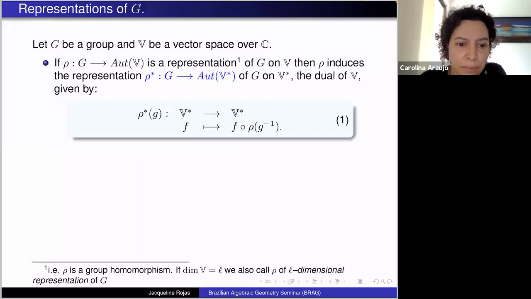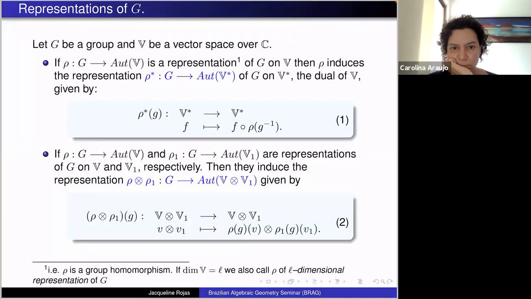Let me tell you about representations. You have a group G and V a vector space, and a representation ρ of G on V, that is a group homomorphism from G to the automorphisms of V. This representation induces a representation ρ* on the dual space V*. Now, if you take two representations, ρ on V and ρ1 on V1, you can also take the tensor representation ρ⊗ρ1 on the space V⊗V1.